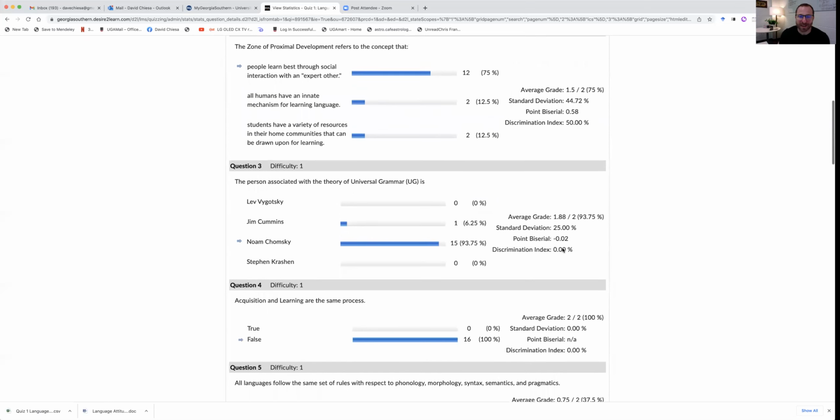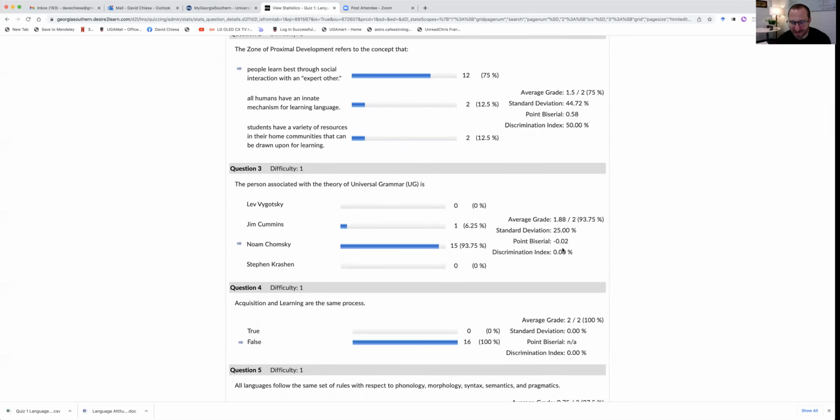Question 4, acquisition and learning are the same process. Well, clearly that's false, right? We can learn anything anytime, but how you acquire a language, that's a whole different ballgame, right? We don't need to discuss this because you all got it. So the standard deviation, of course, is 0 because you all think similarly. Average grade is 100%, and discrimination index is 0.00. Good job.